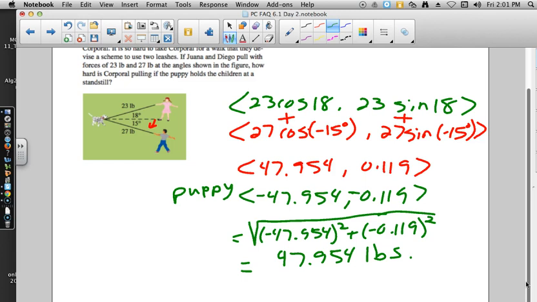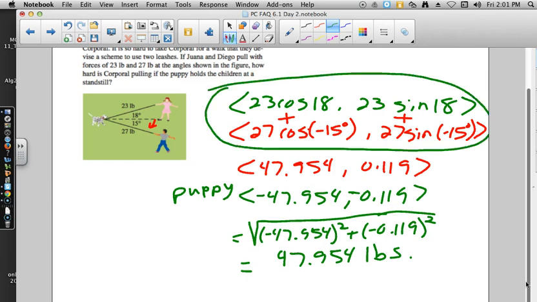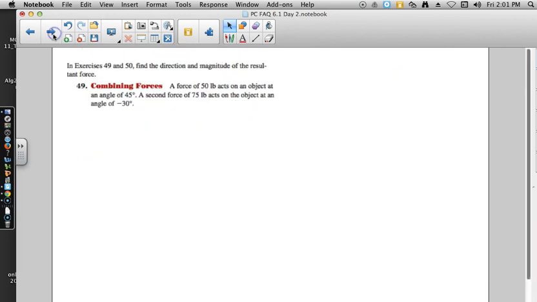So this is all about the fact that his force is the opposite of whatever we get from their combined forces. So you add these 2 vectors together, just the horizontal components and the vertical components, and then we look at magnitude to see how hard the puppy's pulling.